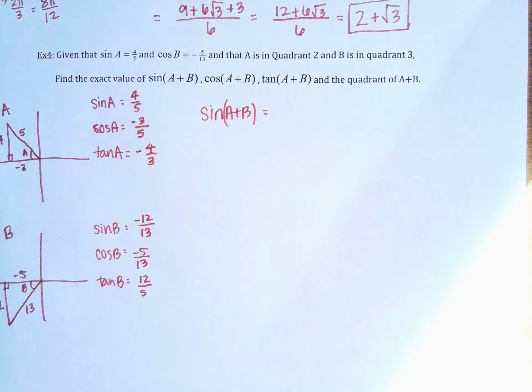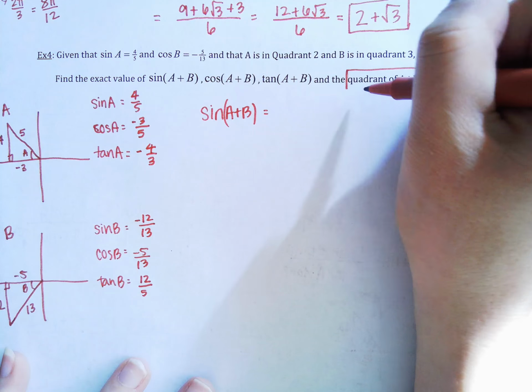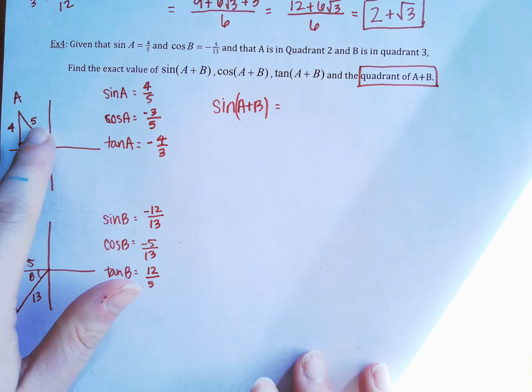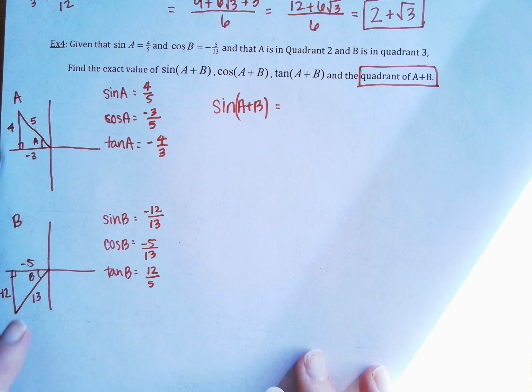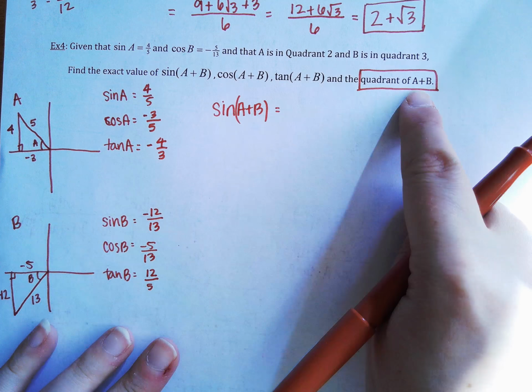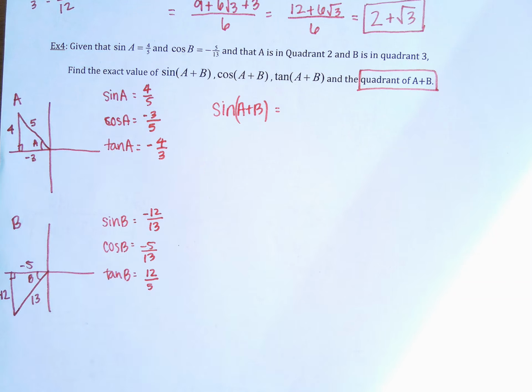So we're going to find all the exact values of sine of A plus B, cosine of A plus B, and tangent of A plus B. And then last but not least, we're going to look for the quadrant of A plus B, because right now we know A is in quadrant 2 and B is in quadrant 3, but we don't know the quadrant of A plus B. It could be a combination of any of those things.